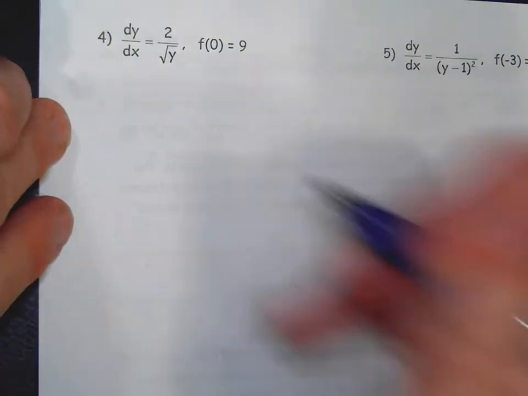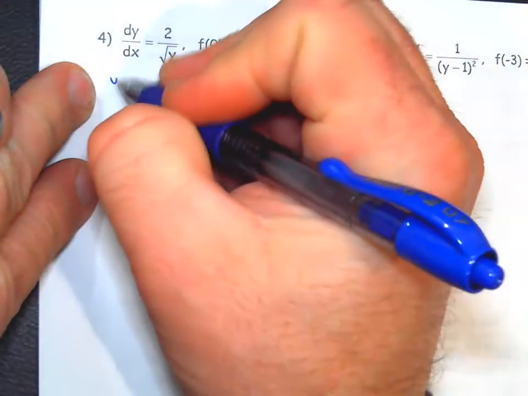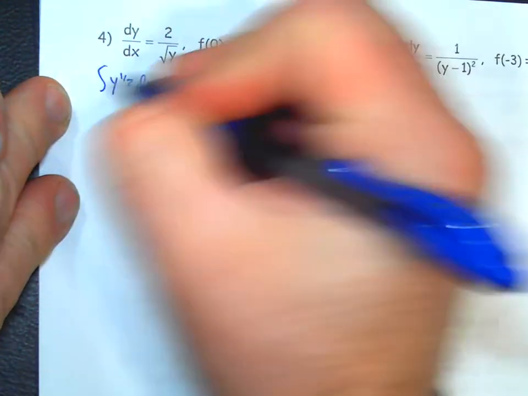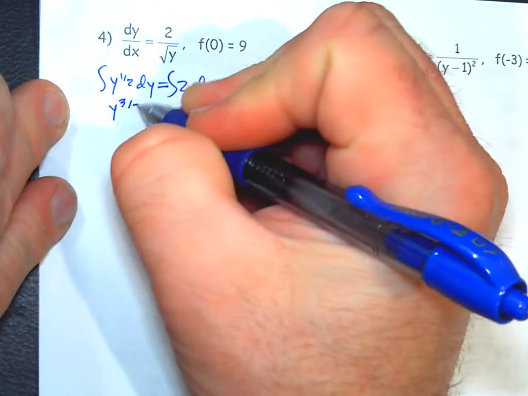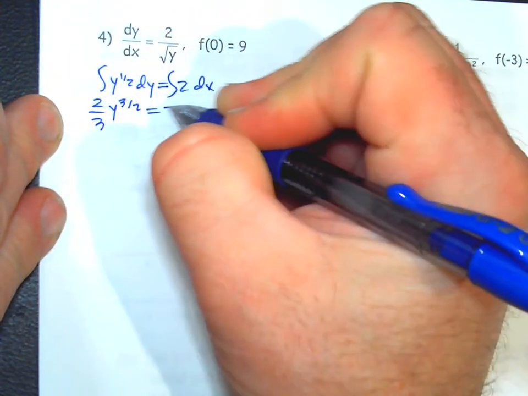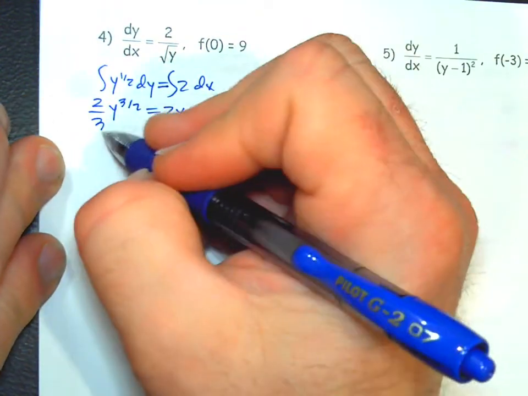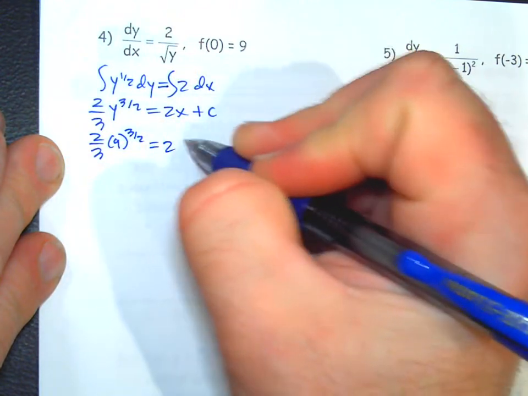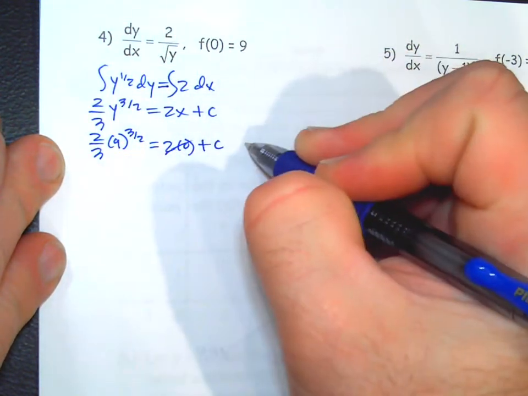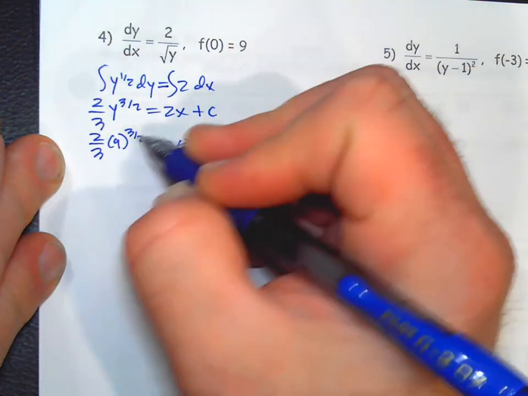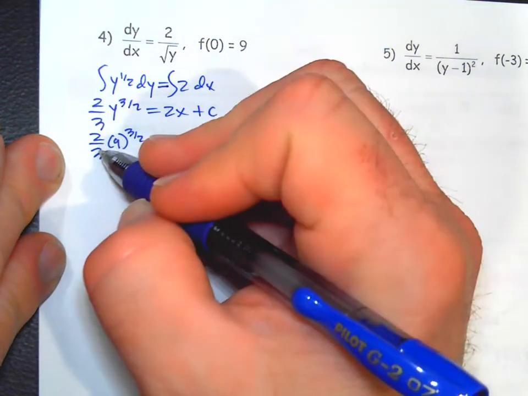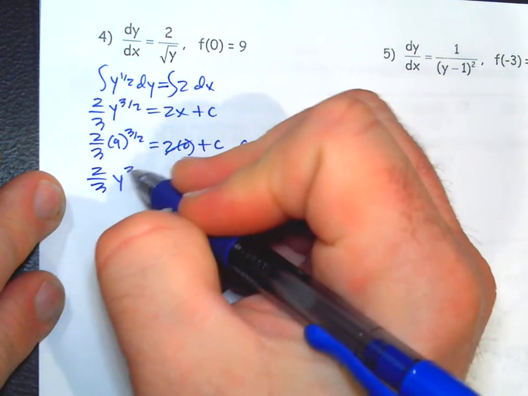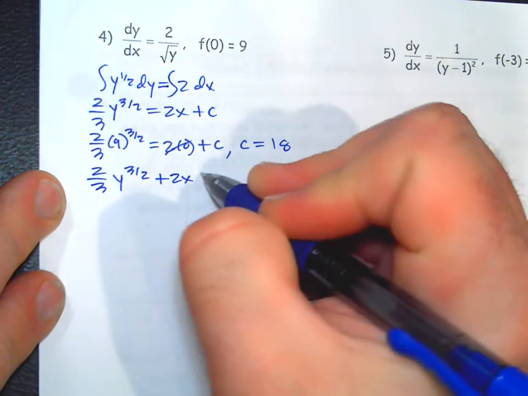Okay, number 4, separate the variables. I'm going to change to y to the 1/2. We're going to integrate both sides. Y to 3 halves, divide by the new exponent, equals 2x plus c. Plug in the 9 for the y, plug in 0 for x. So c equals square root of 9 is 3, cubed is 27, divided by 3 is 9, times 2 is 18. It's going to be 2/3, y 3/2 equals 2x plus 18.